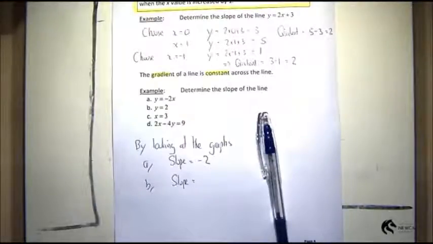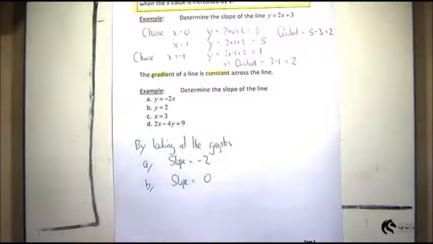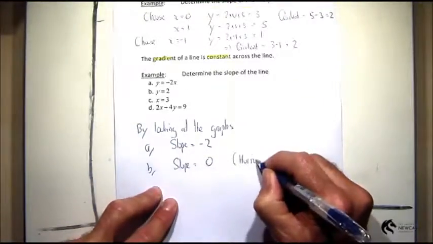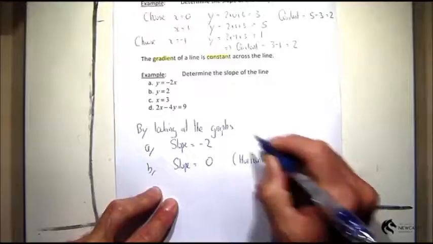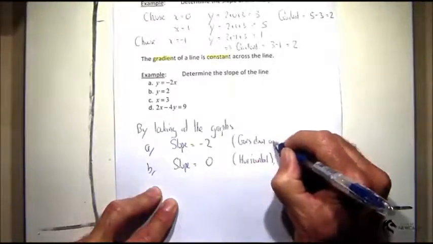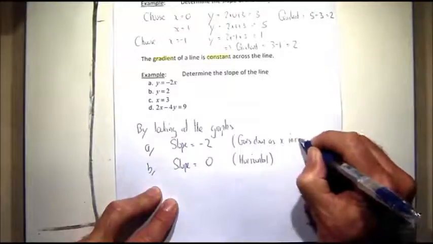So a 0 slope is a horizontal line, in fact. So this one has a slope of 0. The y value does not increase as I increase the x value by 1 unit. And so this one is a horizontal line. It's horizontal. This one, I would say, goes down as x increases.